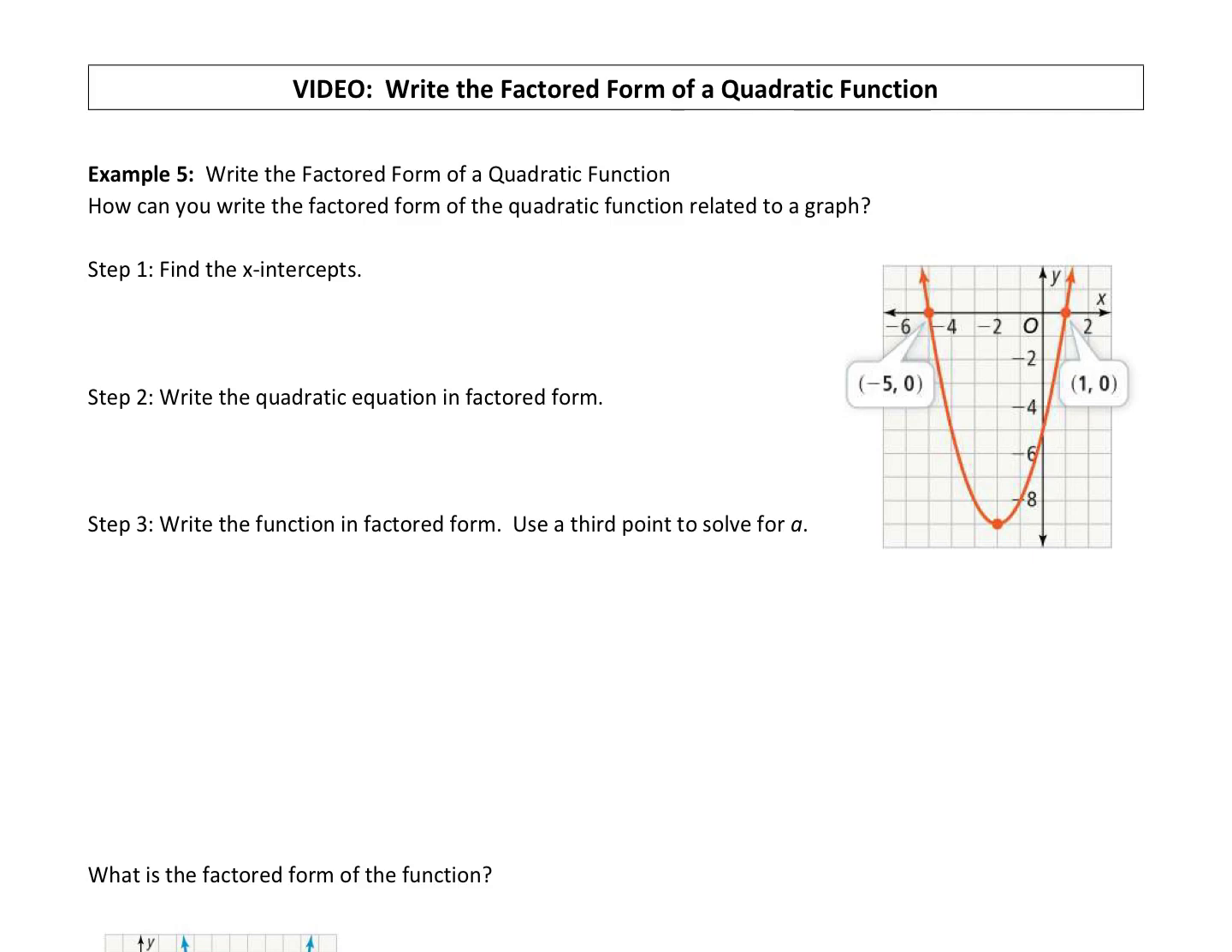All right, last video. How can we write the factored form of the quadratic function related to the graph? So here's our quadratic function. We want to write our function in factored form. So we're going to want to know what the factors are, which relate to the x-intercepts, and we're also going to need to know what the a value is.